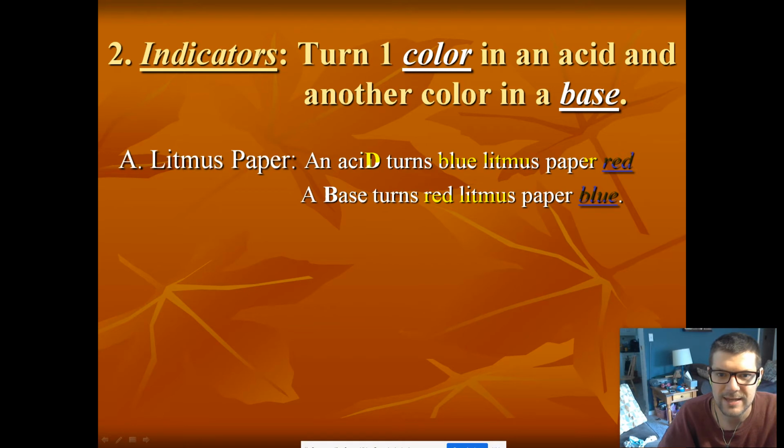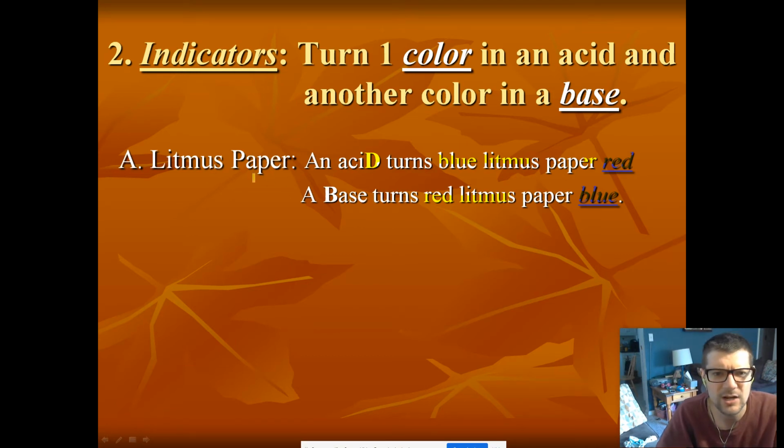So red acid, right? Red ends with a D, acid ends with a D. That's the color you get when you have an acid. This is just a pretty handy, quick test to see if you have an acid or a base. It's so handy that it's actually become part of our everyday language.